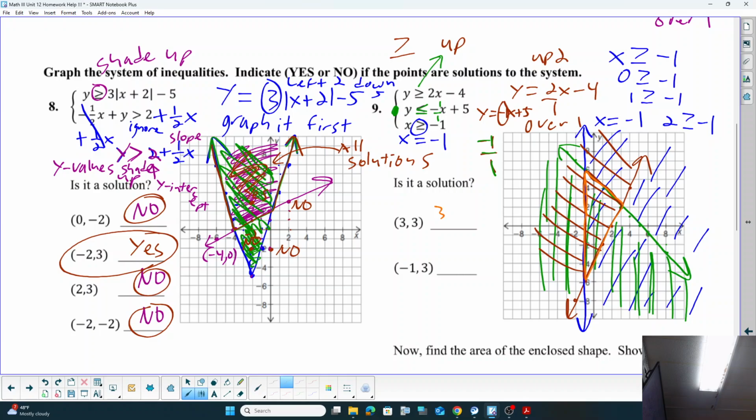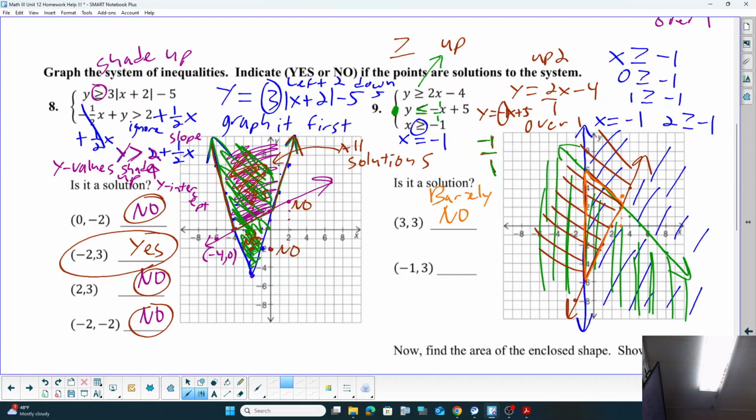Okay, is (3, 3) a solution? So we go over 3, up 1, 2, 3. Just missed it. Barely, no. That's barely a no. We just missed it. That's the word: barely.